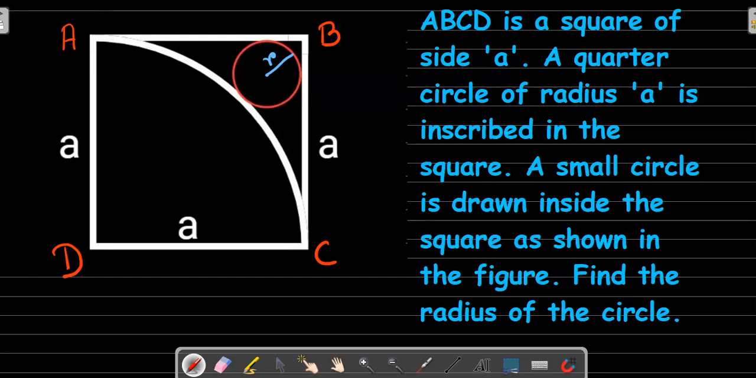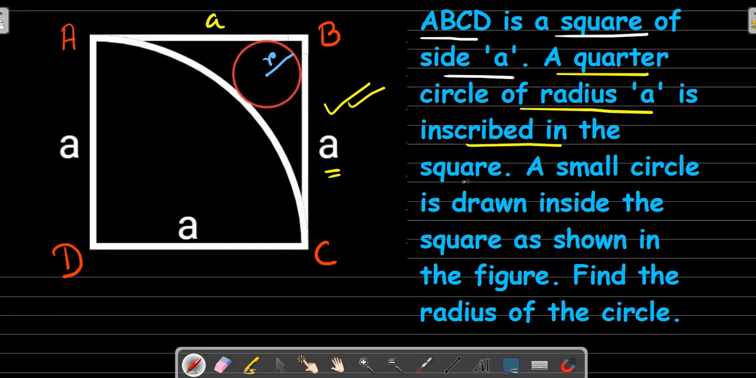So in this class we will solve another problem of mensuration 2D. It says ABCD is a square of side A. You can see this is the square ABCD which has side A. Now a quarter circle of radius A is inscribed in the square. So this is the quarter circle that has radius A that is inscribed in the square ABCD.